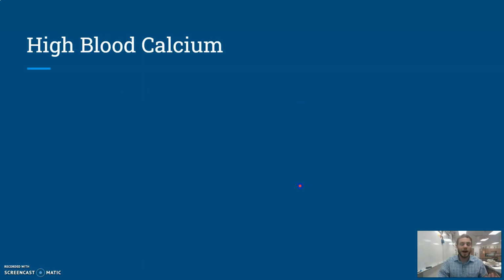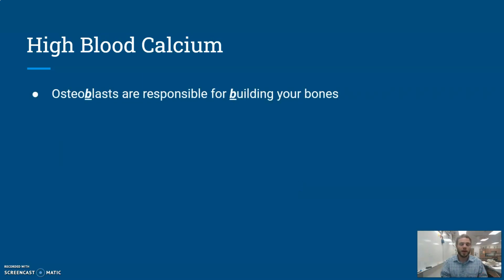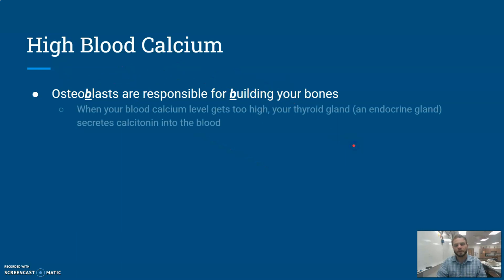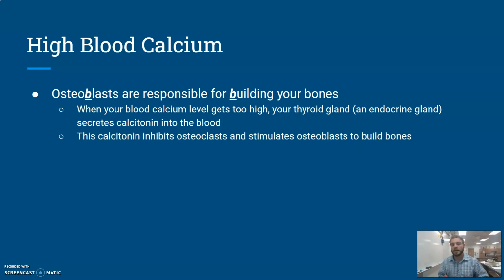When you have really high blood calcium, you're going to have osteoblasts kick into overdrive. So osteoblasts build bones. That's how we remember them. But your thyroid gland, remember where those parathyroid glands are sitting on. When your blood calcium levels are too high, you're going to sense that, and your thyroid gland is going to secrete a hormone called calcitonin into the blood. That calcitonin basically does the opposite of parathyroid hormone.